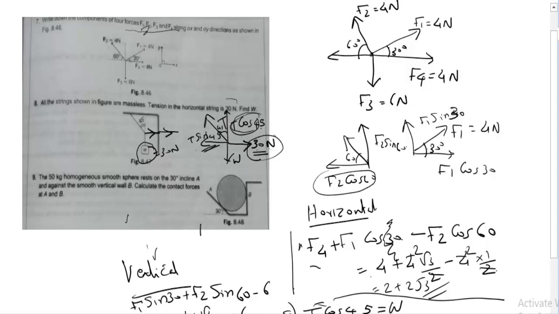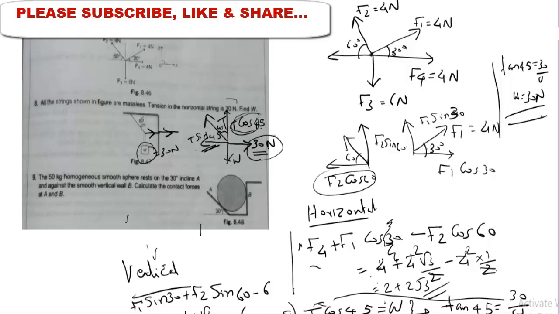Okay, so T sin 45 was balancing with the 30 Newton and T cos 45 was balancing with the W. While you are solving these two, T and T will get cancelled. Tan 45 equals 30 by W. Tan 45 is 1, so you will get W equal to 30 Newton. This is how we are doing this. Clear, children? So now I hope it is clear for you.